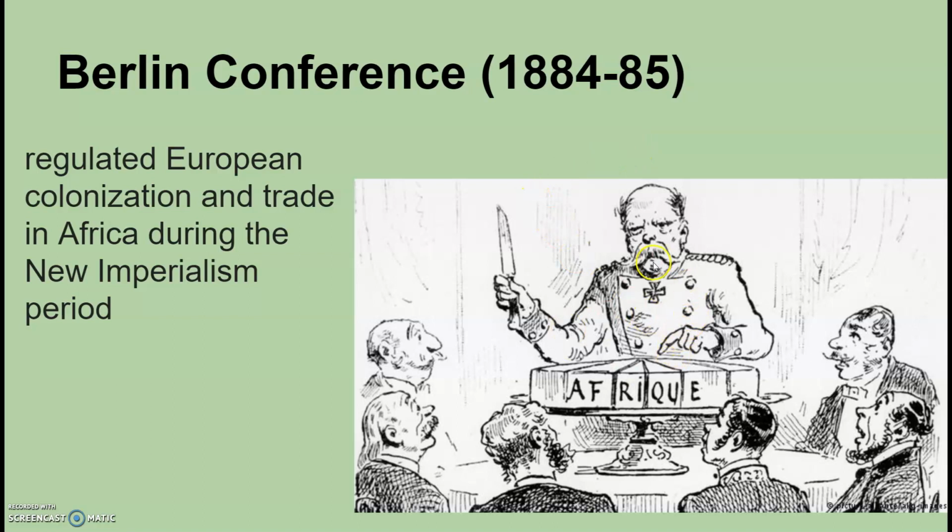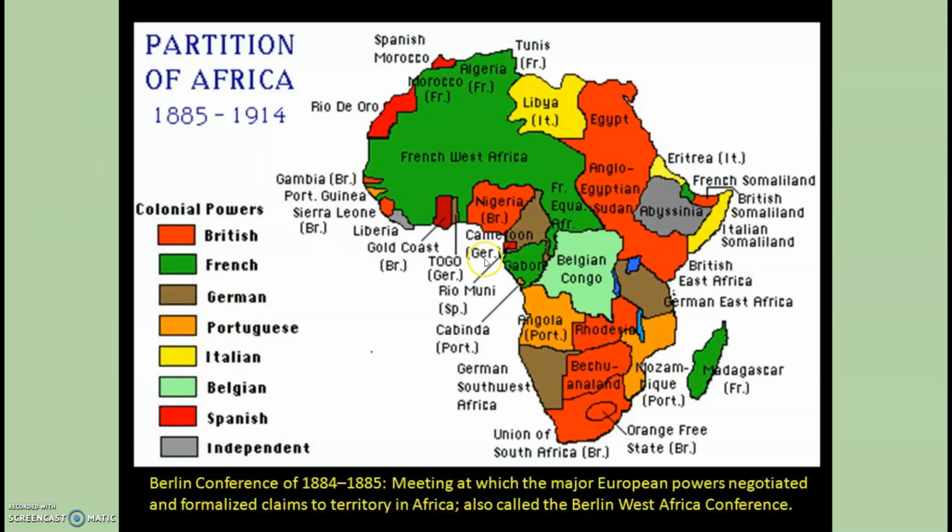And this is an example of it here. Different countries are represented by these individuals here. And this is a cake of Africa. And he's like, all right, so which piece do you want? And then it says right here, the Berlin Conference regulated European colonization and trade in Africa during the new imperialism period. Basically what you ended up getting was all of these countries, your stronger nations: Britain, France, Germany, Portugal, Italy, Belgium, Spain, and then there were only two countries that ended up being independent. Again, these are the biggest, strongest countries in Europe at the time.